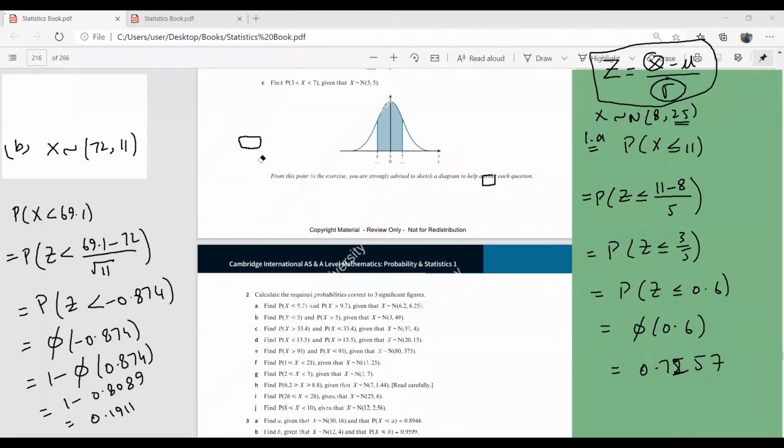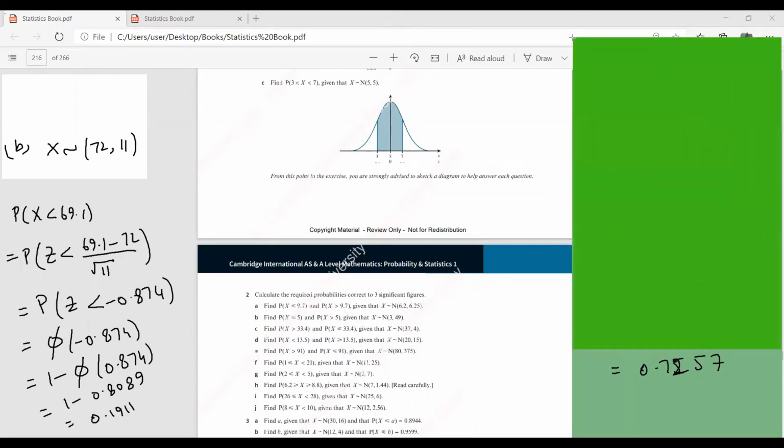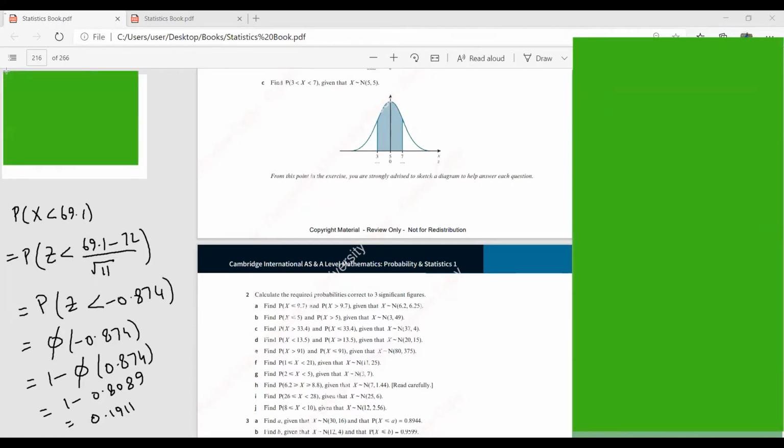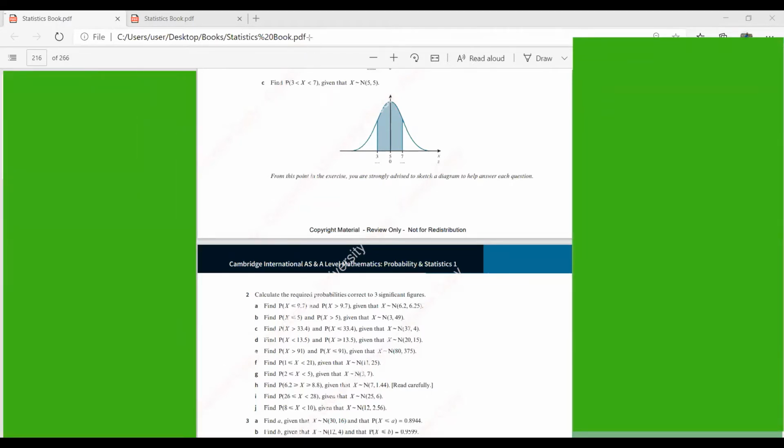Guys, if you are good at finding the probabilities from the table, you will really love this. It says you have X, which is normally distributed with the mean 5 and the variance 5 as well, and you have to find this. Let me cover these areas here.